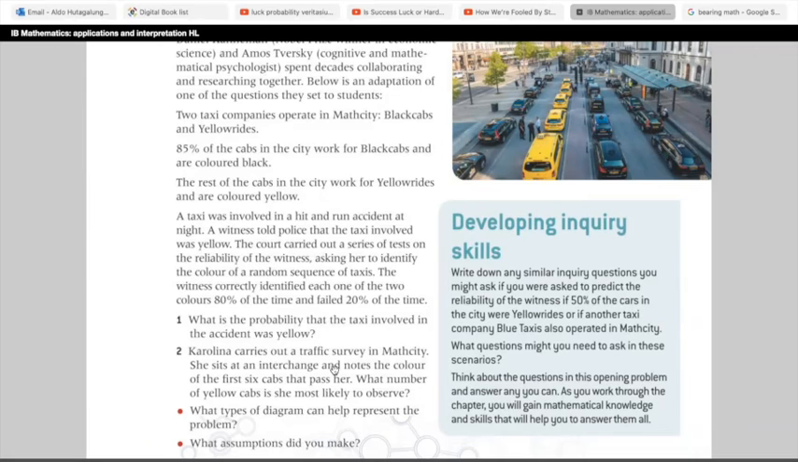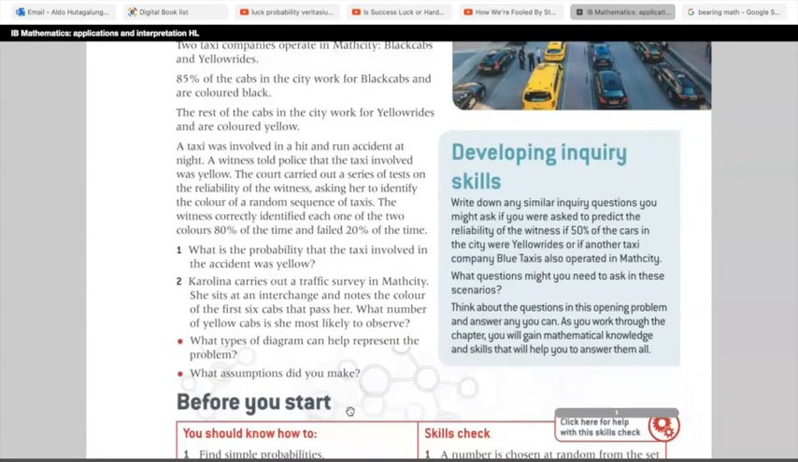Carolina carries out the traffic survey in Math City. She sits in an interchange and notes the color of the first 6 cabs that pass her. What number of yellow cabs is she most likely to observe? What type of diagram can help represent the problem? What assumptions did you make? So basically, we can try to solve question number 1 here.